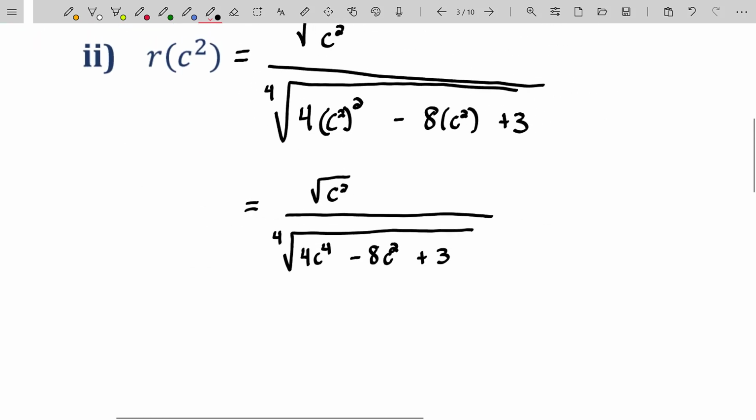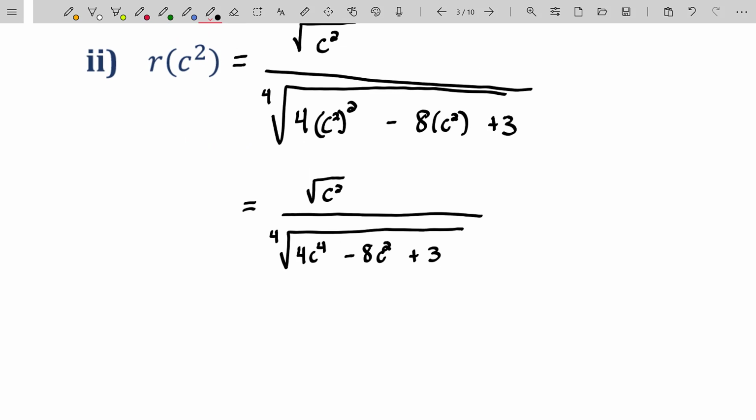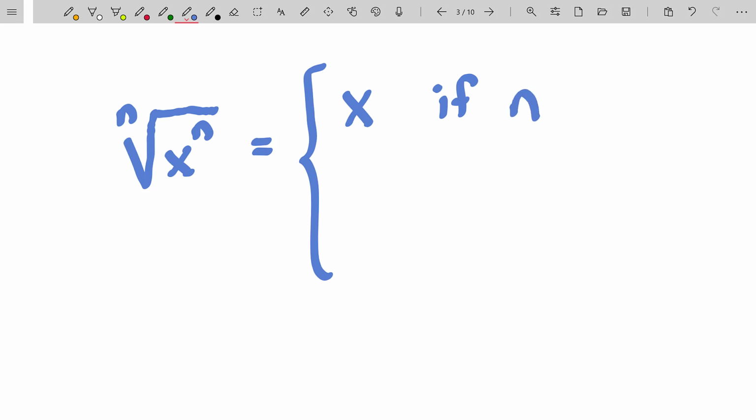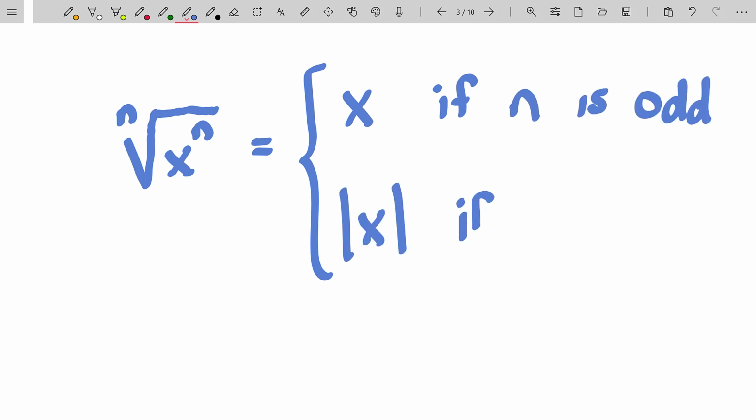So up to this point, most students are pretty solid, but then students will often say that this guy is equal to c. I'm going to use x instead of c's here just because I don't want to convolute the problem. The square root of x squared, or maybe I should even write it this way, the nth root of x to the nth power is equal to one of two things: x if n is odd, and the absolute value of x if n is even.